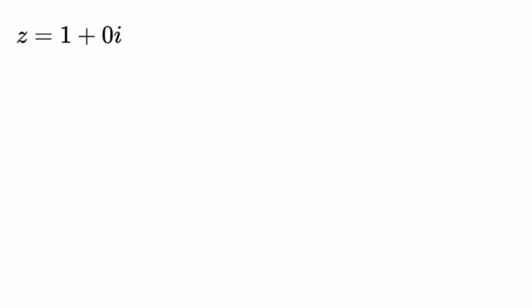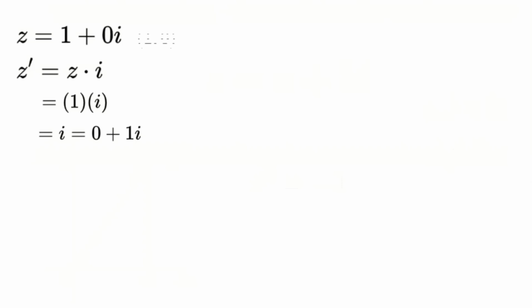Let's see why. Take a simple complex number, z equals 1 plus 0 times i. Now multiply it by i, z prime equals z times i, which is 1 times i, giving us i, or 0 plus 1 times i. Originally, the number was on the real axis at (1, 0). After multiplying by i, it's on the imaginary axis at (0, 1). That's a perfect 90-degree rotation.